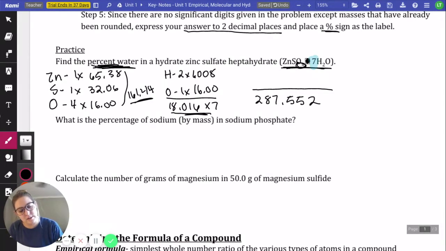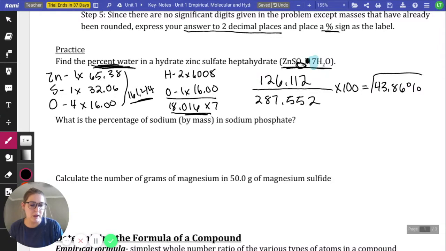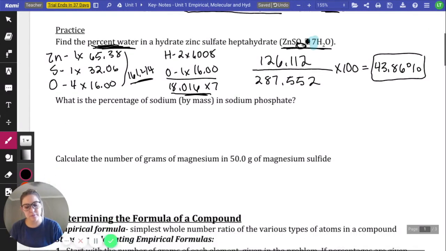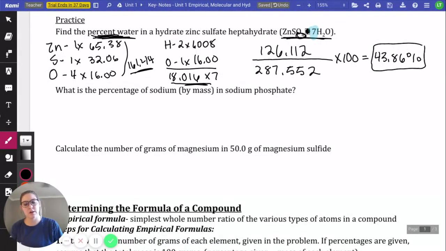So that is 126.112. It's a percent, so multiply by 100. Plug it into your calculator to solve. And I got 43.86%. Remember, just always round to 2 decimal places here with the percent components.